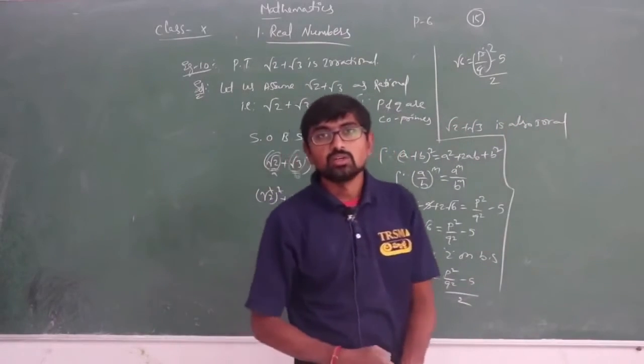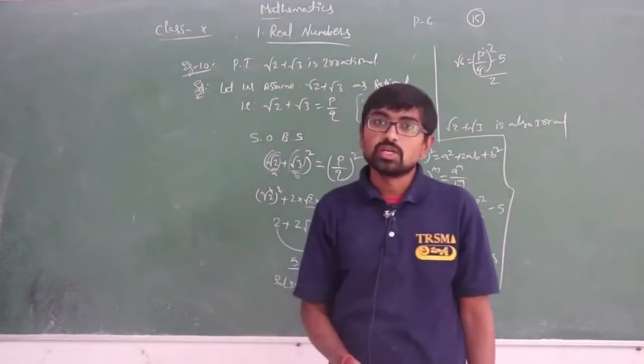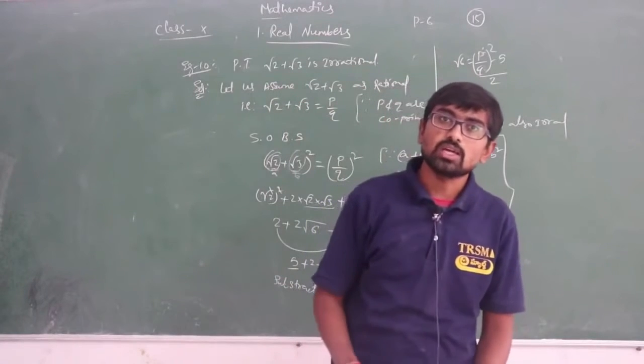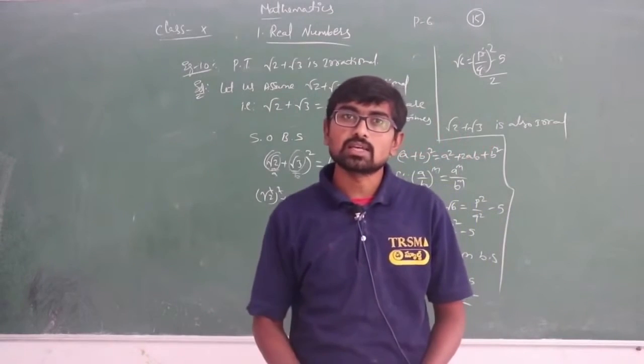So like this you have to prove that the given numbers are irrational numbers. After this you will be having an exercise, you just try that exercise.